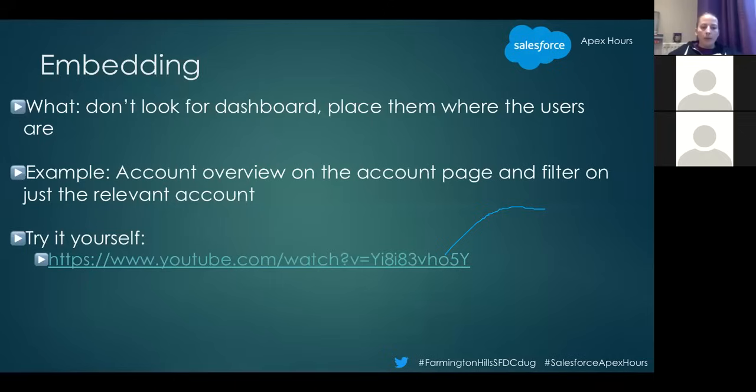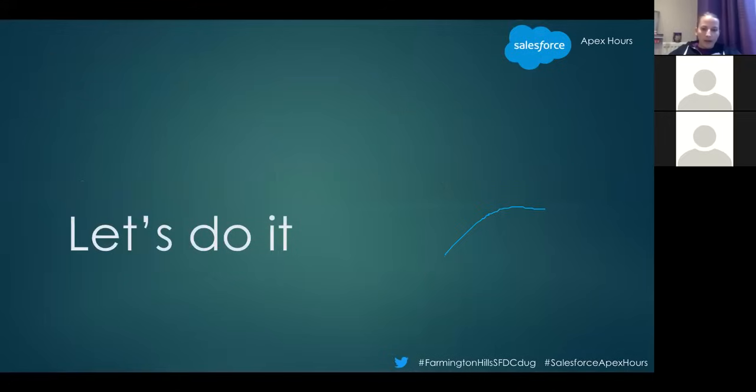So a typical example could be that you could have an account overview with different opportunity data, with maybe case information on the account page, and we can even filter on just looking at the relevant account here. So we're not taking all the cases and all the opportunities, but just what is relevant for this specific account. Again, there's a little YouTube video here if you want to try it out yourself. Let's have a look at how it's actually working.